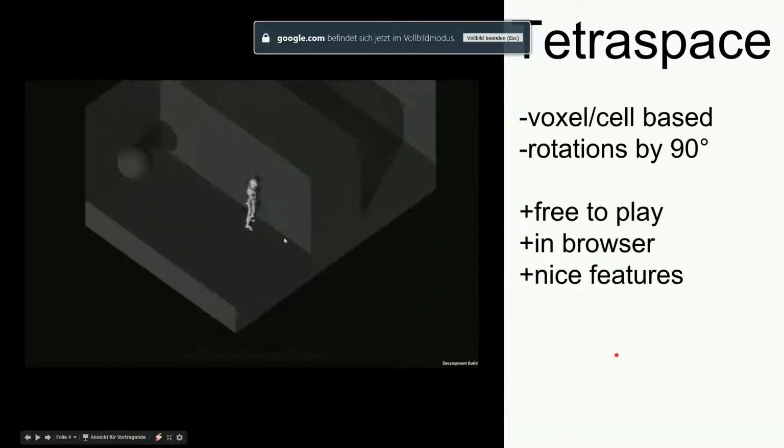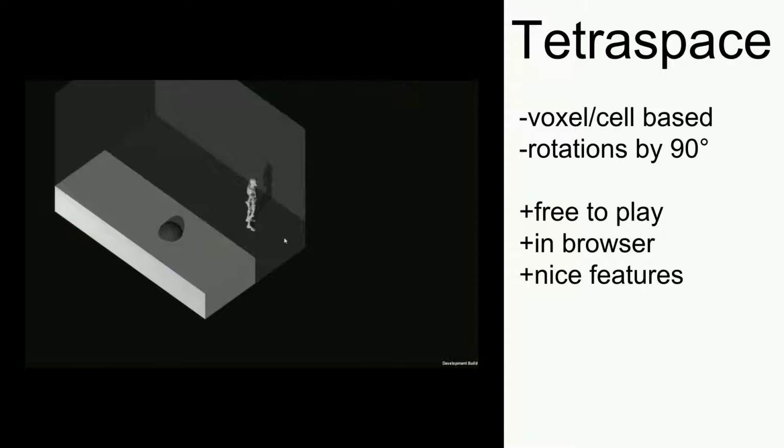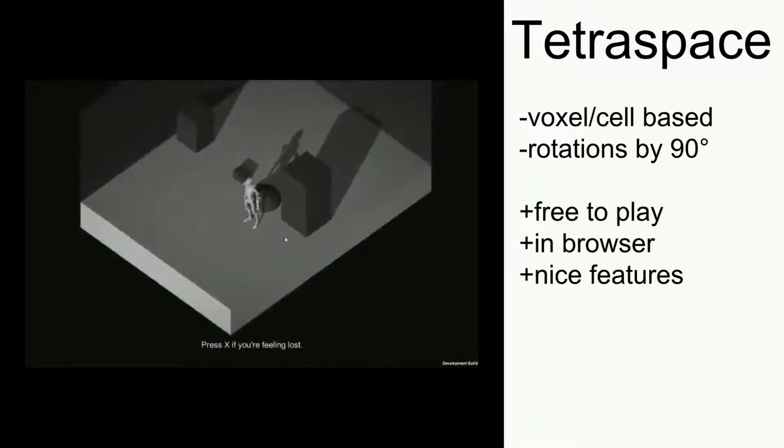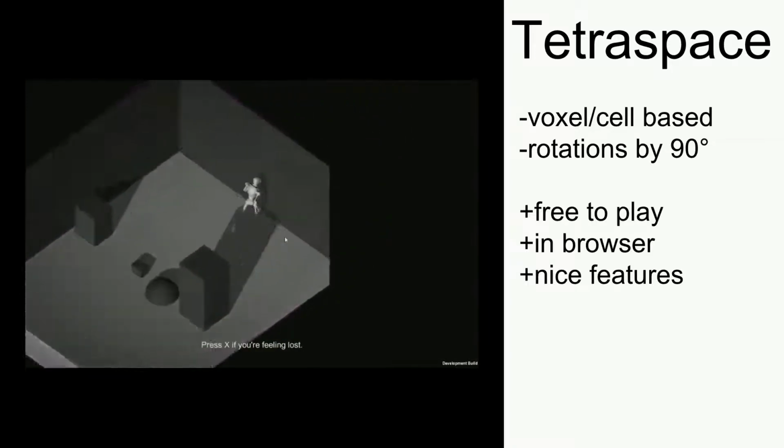Another example of this playset would be Tetris, which also utilizes a voxel-based environment, but also only allows for rotations of 90 degrees. Anyhow, it is free to play and can even be played within a browser. There are only 12 levels, so if you like, you can just give it a quick run.